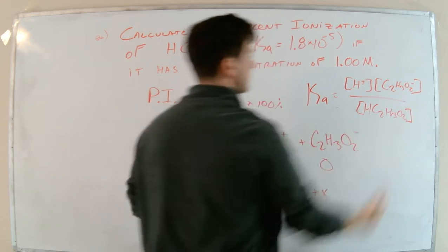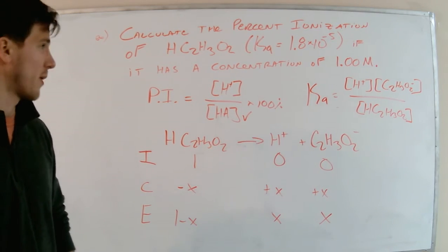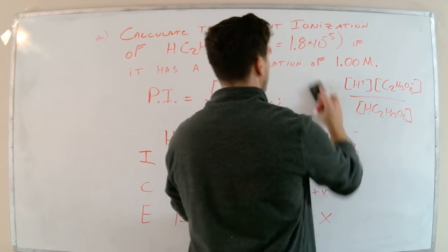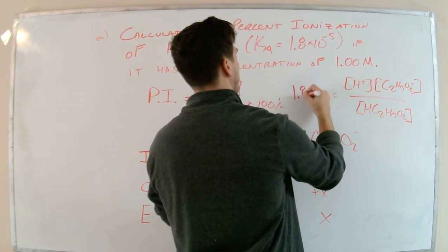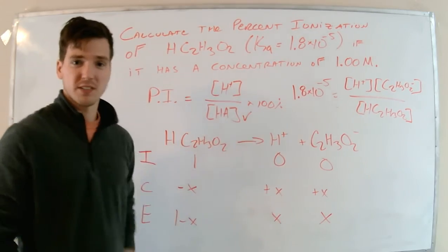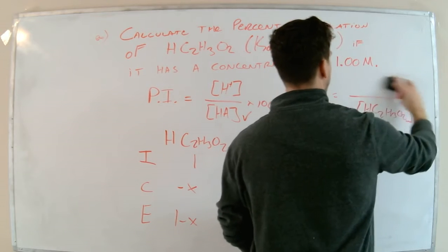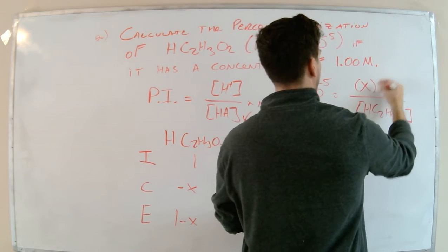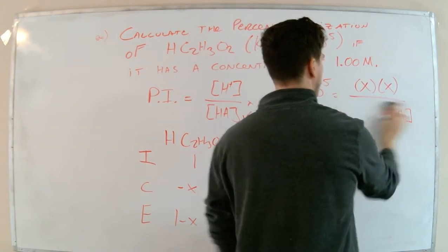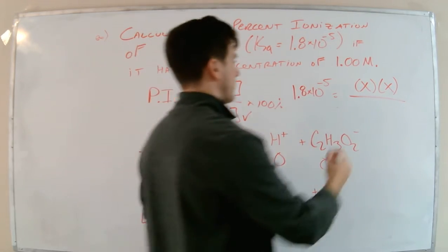They're all aqueous. And then we could plug in what we know, right? We know Ka, they gave it to us. It was 1.8 times 10 to the negative fifth. We know H plus and C2H3O2 are both going to be X. And our equilibrium concentration of our acetic acid is 1 minus X.